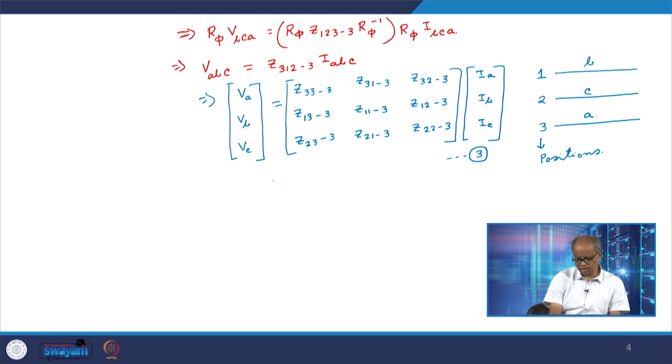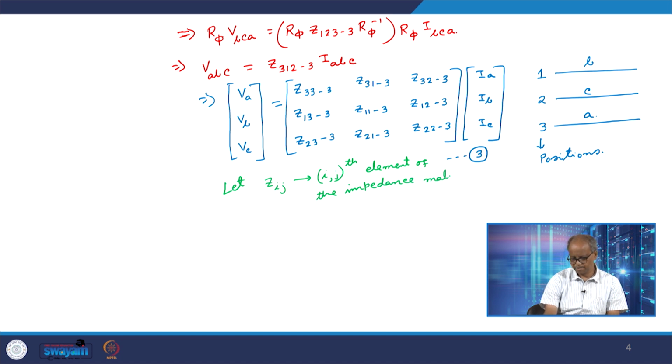Now, you see, if I define that Zij is the ijth element of the impedance matrix, this is per unit length. If I say so, then what would Zijk be?